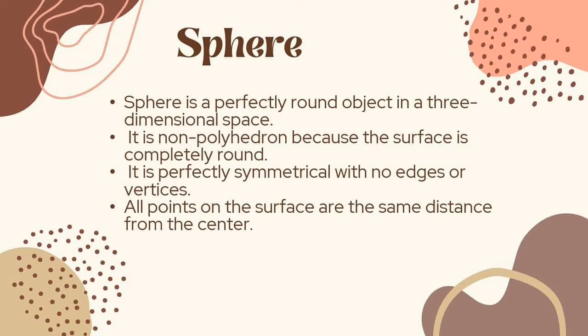To the next one, sphere. A sphere is a perfectly round object in three-dimensional space. It is a non-polyhedron because the surface is completely round. It is perfectly symmetrical with no edges or vertices. All points on the surface are the same distance from the center. In geometry, a sphere is the set of all points in three-dimensional space lying the same distance from a given point, or the result of rotating a circle about one of its diameters. The components and properties of the sphere are analogous to those of a circle.